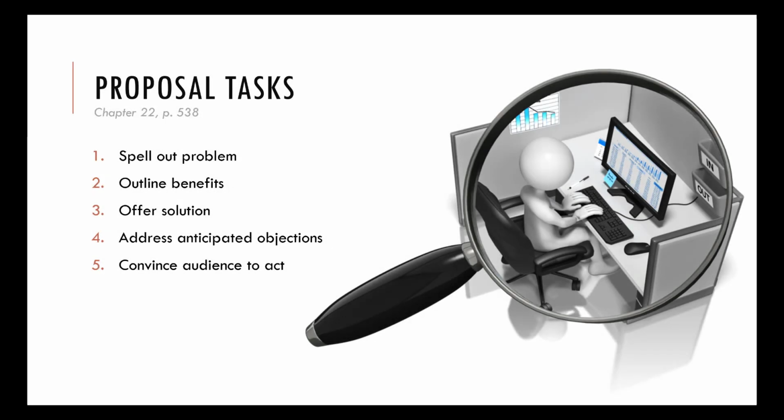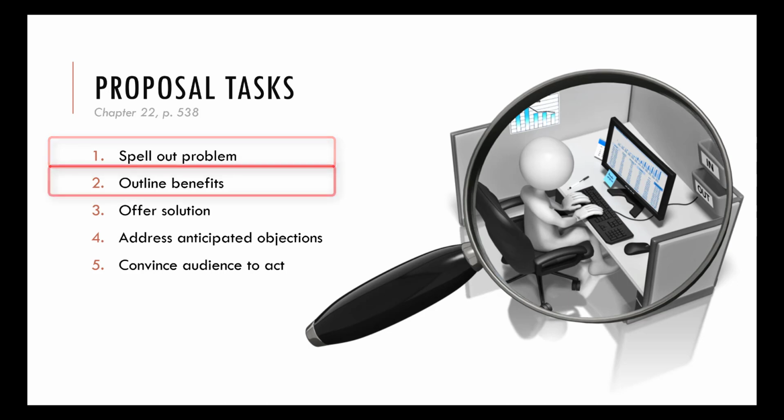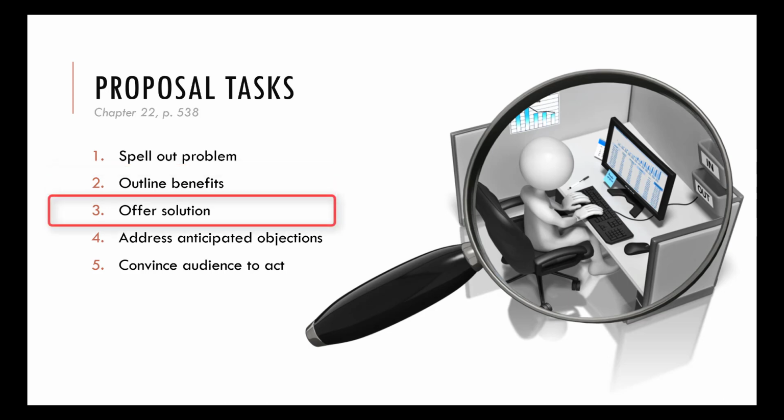You can find out most of what you need about the proposals in Chapter 22 of your book, starting on page 538. The tasks involved in this exercise of preparing a proposal are: number 1, you will be spelling out a problem. Number 2, you will outline the benefits of you coming up with a solution. Number 3, you will offer that solution.